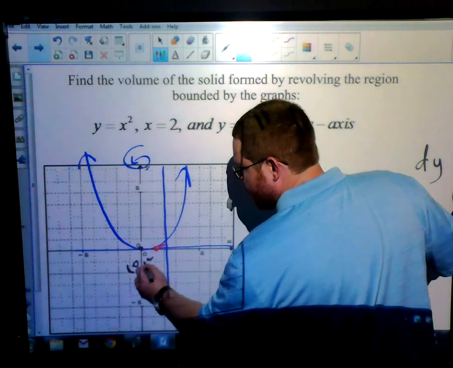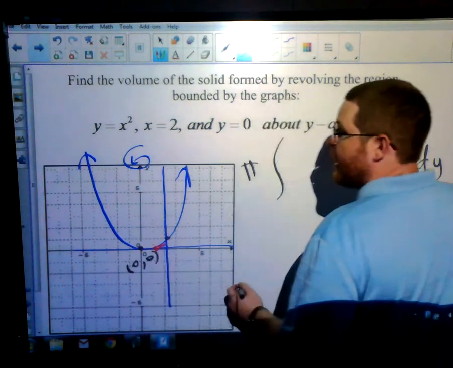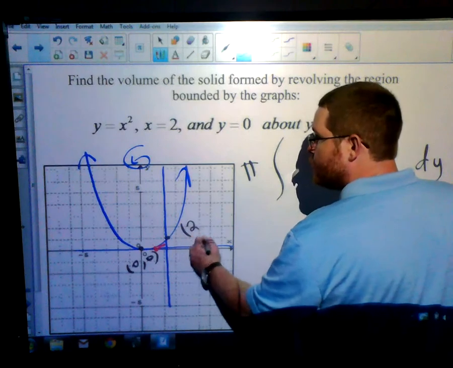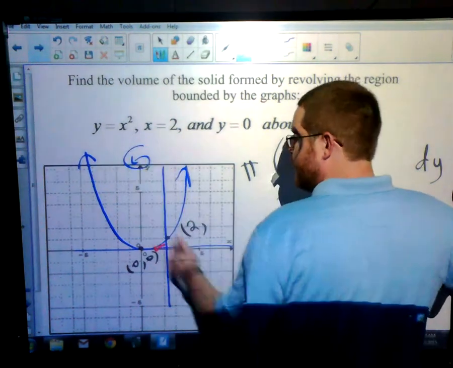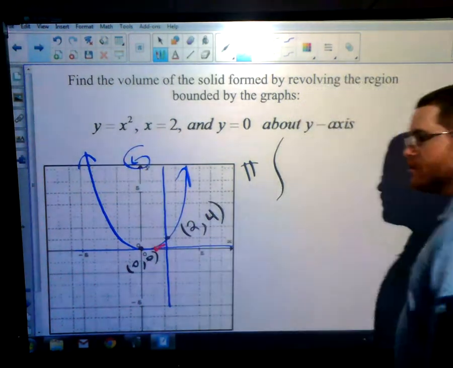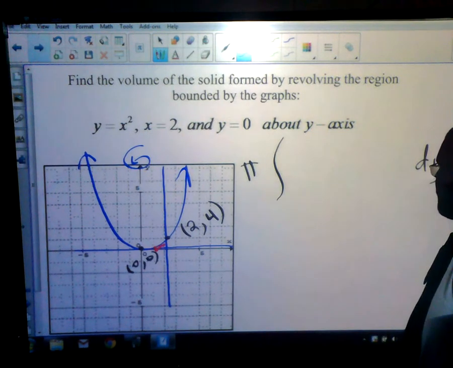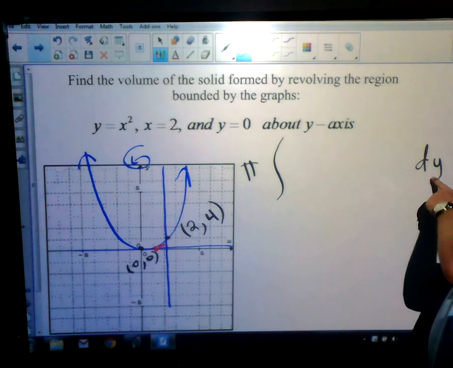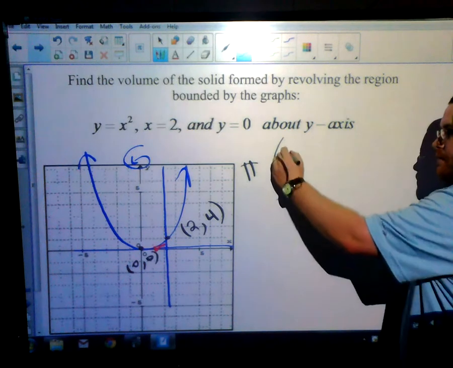This side is 0, 0. That's the easy point. This side, if the x value is 2, what's the y value going to be? 4. So my points are 0, 0, and 2, 4. I need the y bounds, so I need 0 to 4.